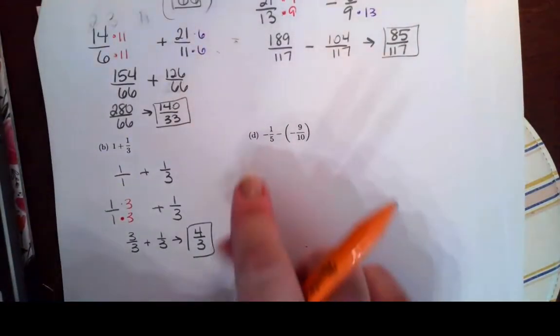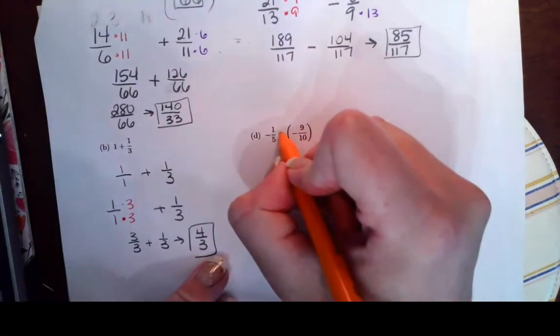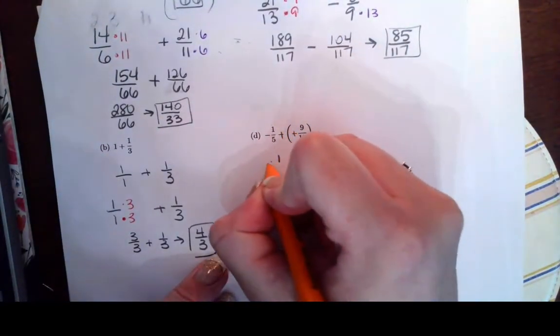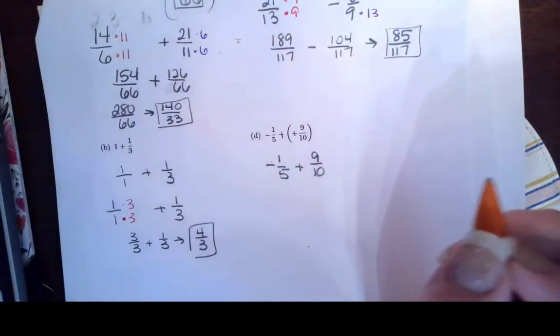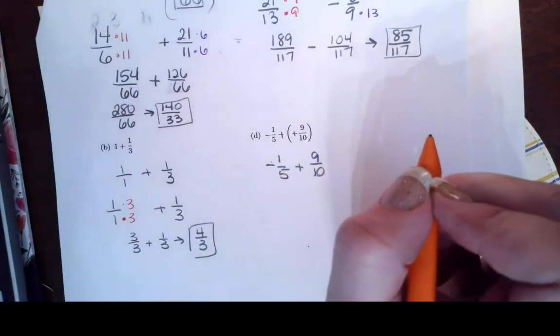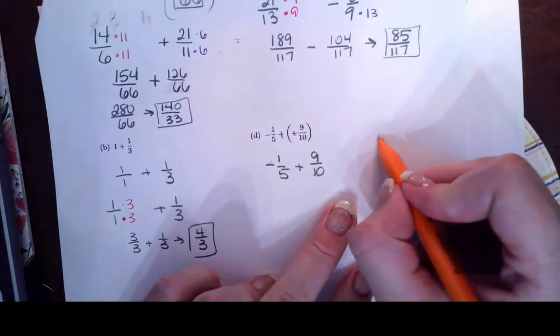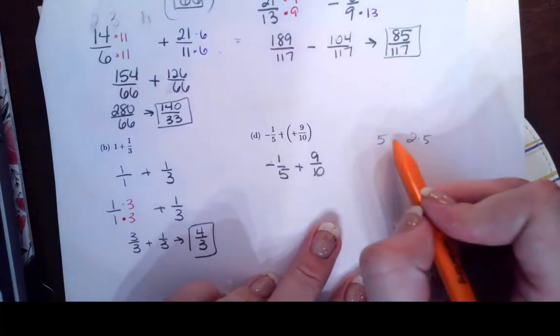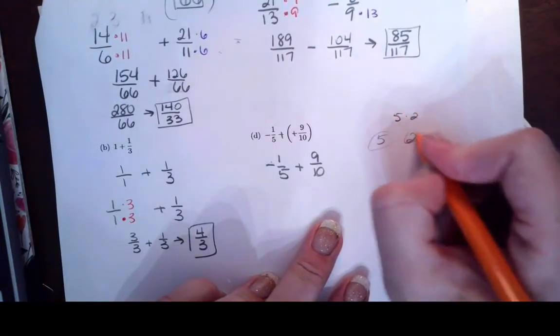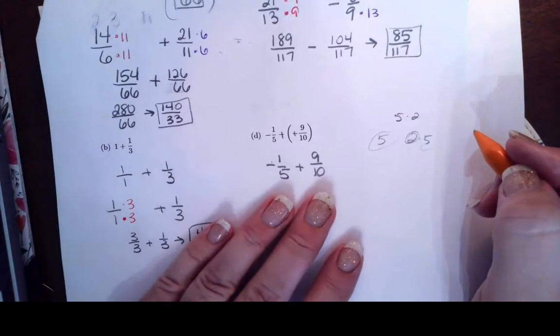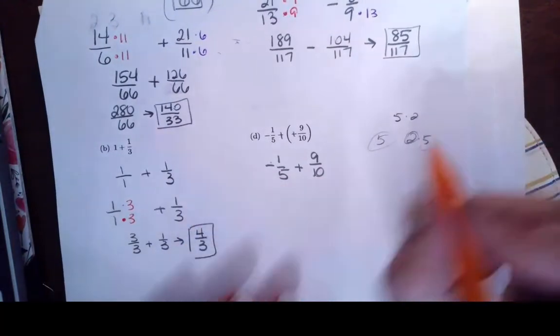Okay, first thing I notice is subtracting a negative becomes plus positive. So I've got negative 1/5 plus 9/10, and I need a common denominator. Well, I've got a 5, and a 2 and a 5. So I need a 5. There's a single instance of those, and I need a 2. There's a single instance of that. So my common denominator is 10.